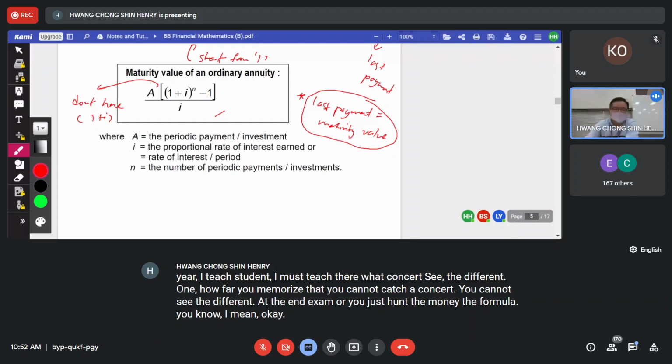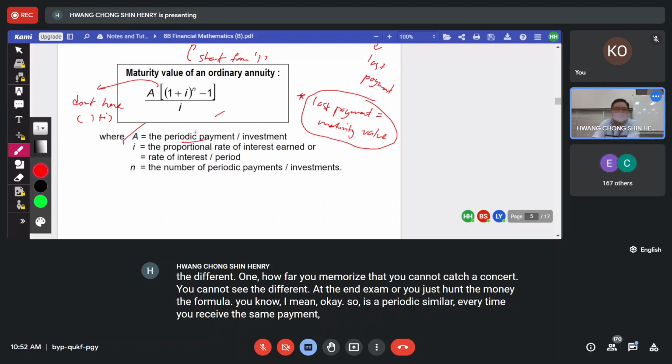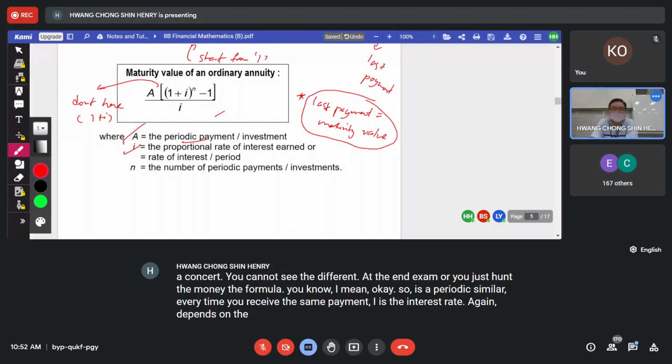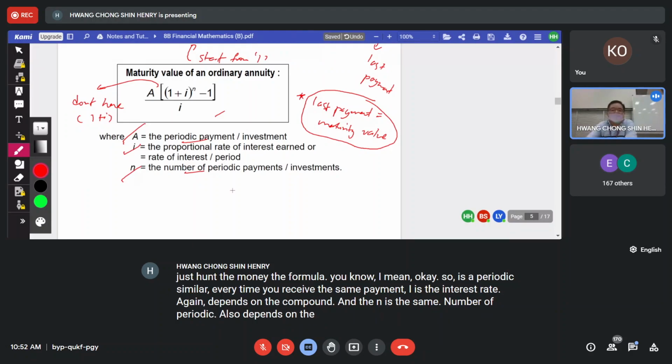Okay. So A is periodic, the same. Every time you receive the same payment. I is the interest rate, again depends on the compound. And N is the number of periods, also depends on the compound.